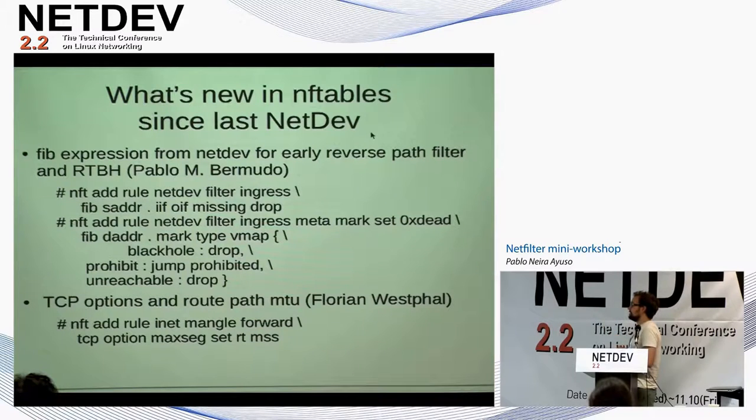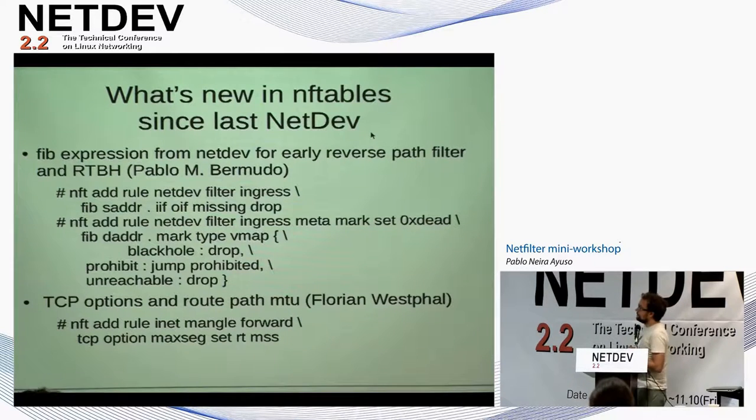And then the other example is a bit more elaborate, using a map. So taking the destination address and the mark, and then based on the result of that, on the type of entry that we get in the FIB, is it a blackhole, prohibit, or unreachable, we are going to perform an action on the packet.